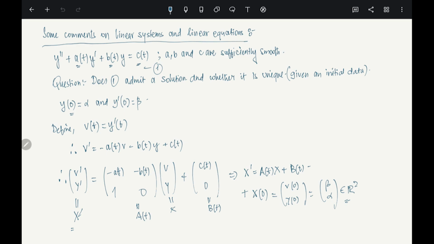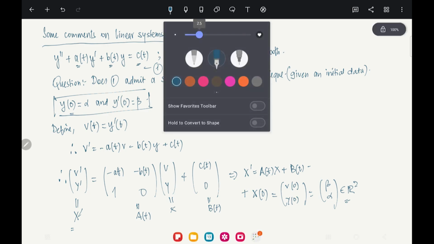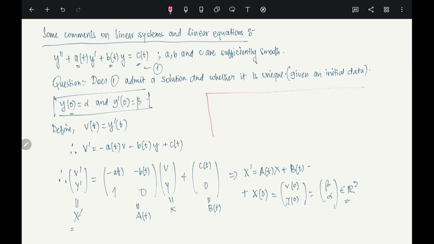Clear? So what is our summary of this whole video? In this video, what we have learned, and please remember, very important: given an initial value problem, this is the initial value given to us, 1 plus 2, admits a unique solution in I.